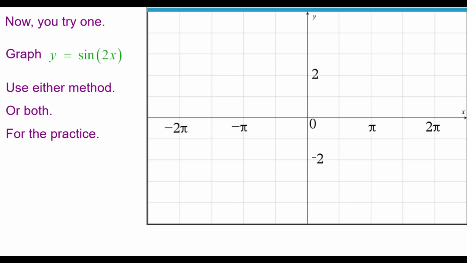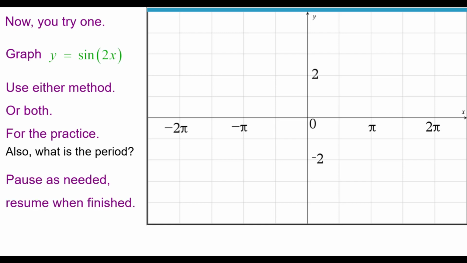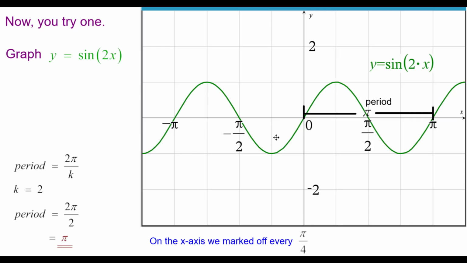Now you try one. Graph y equals sine of the quantity 2 times x. Use either method or both for the practice. Also, what is the period? Pause as needed. Resume when you're finished. And there's our graph right here in green. The period is pi. 2 pi over 2 simplifies to pi. And we marked off the axis every pi over 4 for clarity.